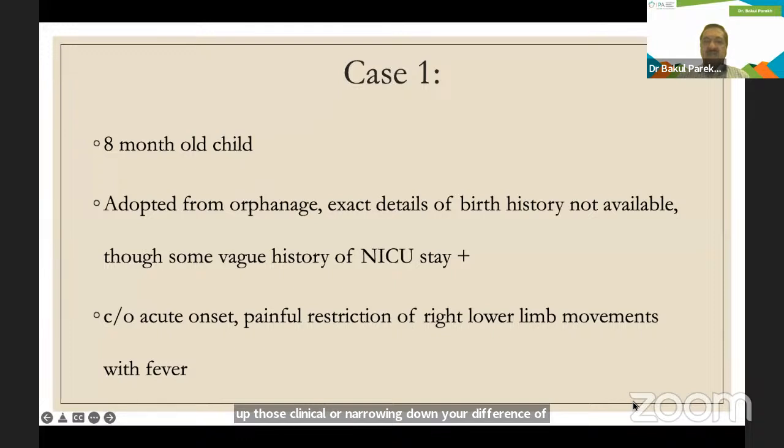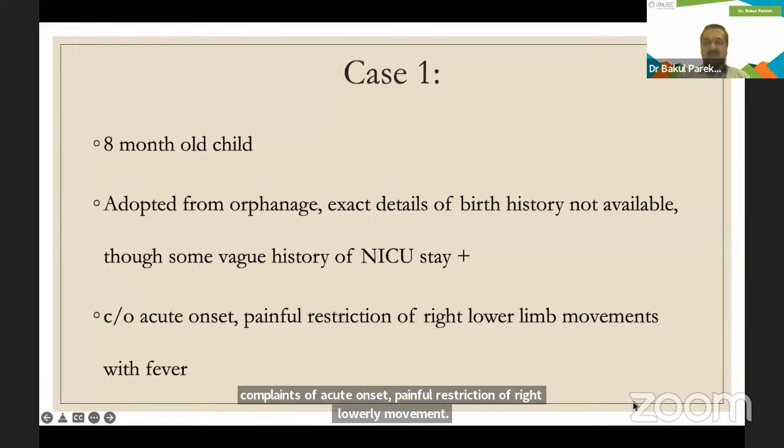So start with the first case: an 8-month-old child adopted from an orphanage. Exact details of birth history were not available, though some vague history of NICU stay was present. And complaints of acute onset, painful restriction of right lower limb movement with fever. So a case of pseudoparalysis.